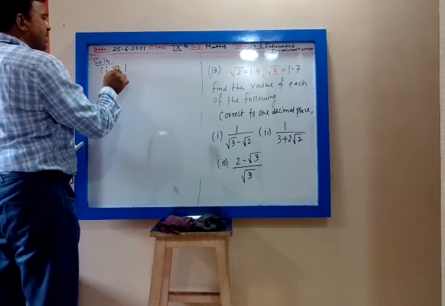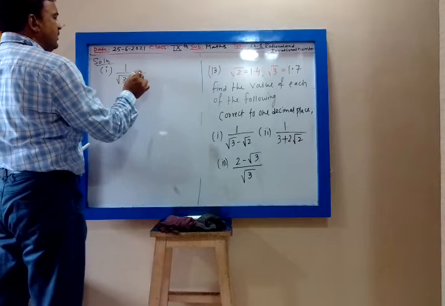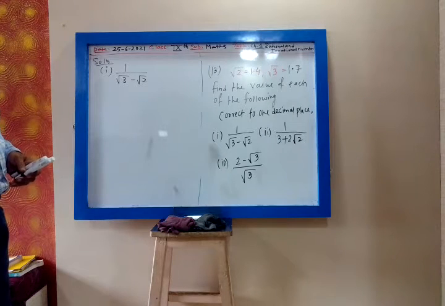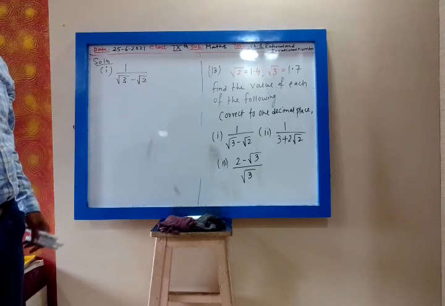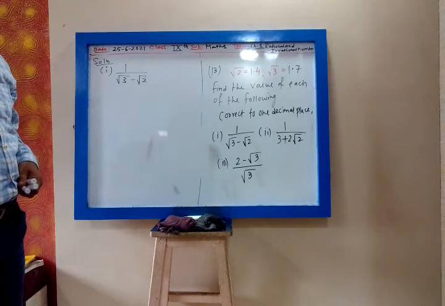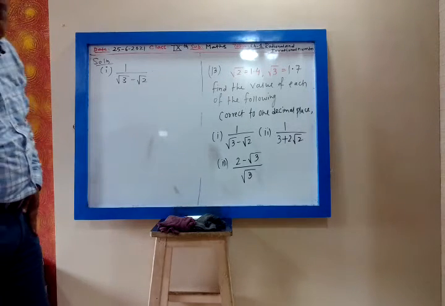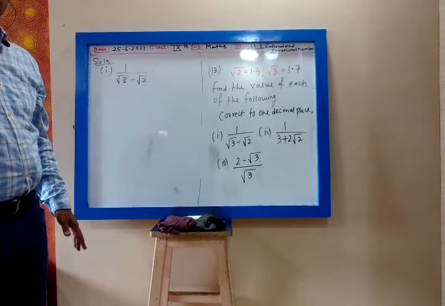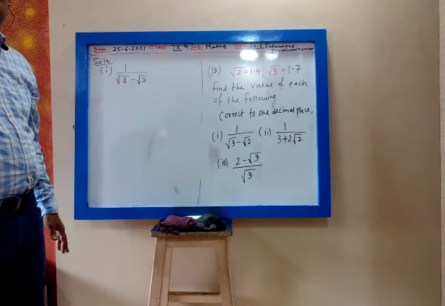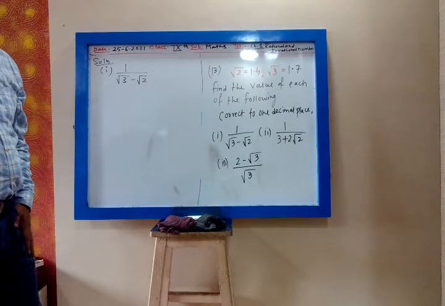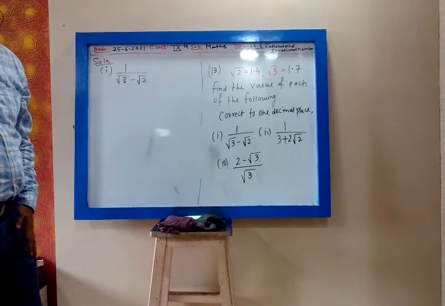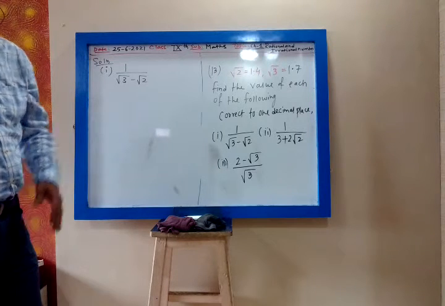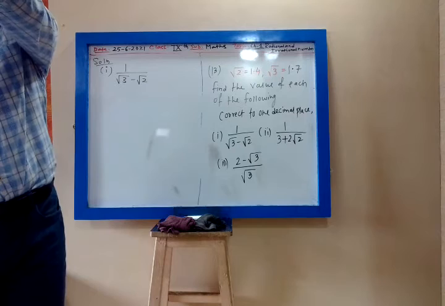Solution of the first: 1 upon root 3 minus root 2. So what is the rationalizing factor? Tell me. The rationalizing factor is root 3 plus root 2. So start solving this. One minute, I am changing my internet. Start solving.